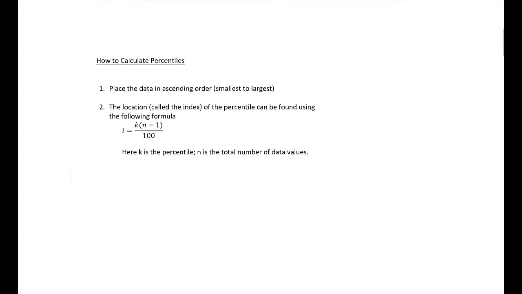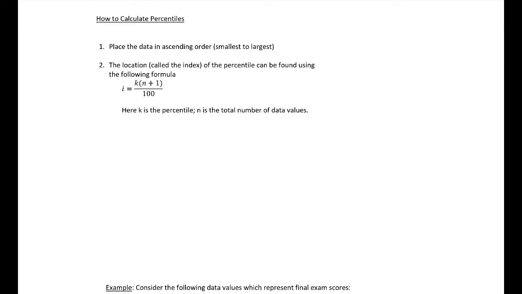Okay, so how do we calculate percentiles? The first thing you need to do is place your data in ascending order, that means going from least to greatest. Then, to locate the position of your percentile, we're going to use the following formula. We're going to find the index, that's the location. The index I equals K, which represents the percentile you're trying to find, times n plus 1, where n represents your number of data values, divided by 100. Once again, this I tells you the location of the percentile.